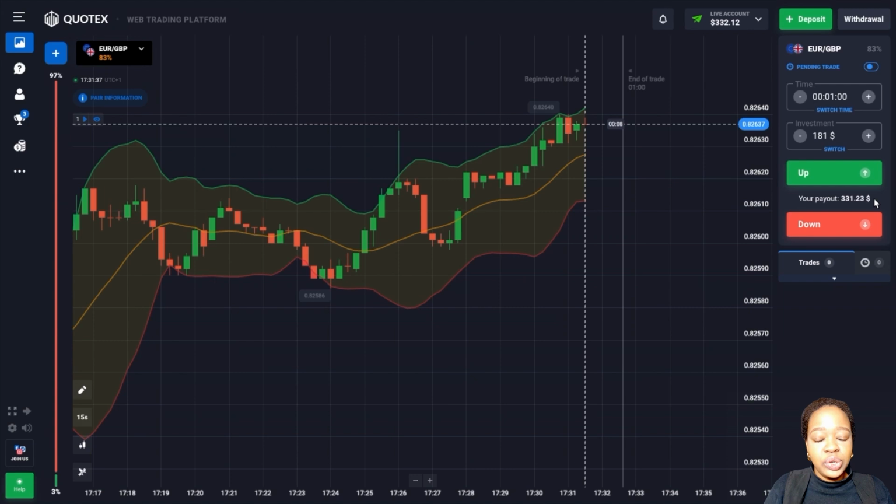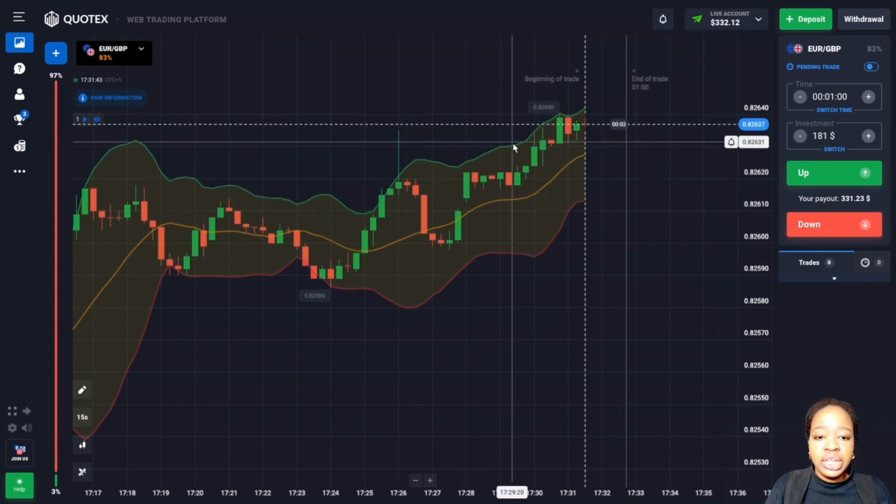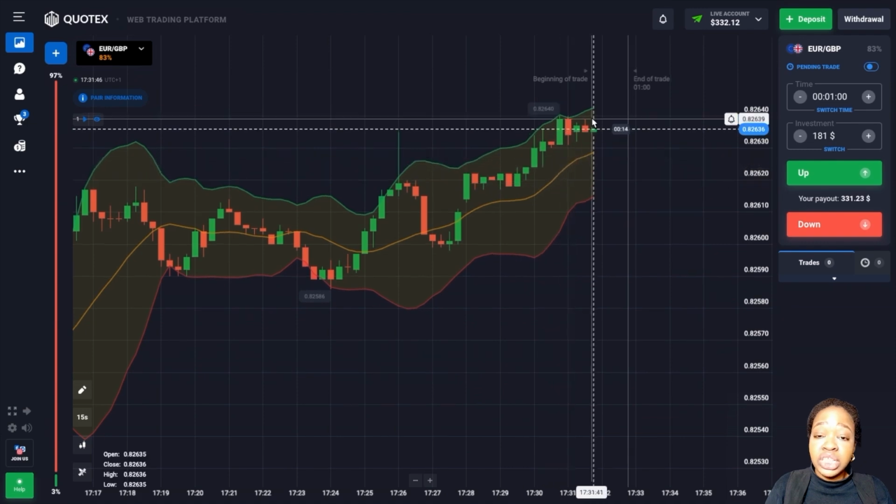This is fantastic. You can see that my first deal closes positively. The indicator really showed me a good entry point. The upward movement enabled me to execute such a transaction.